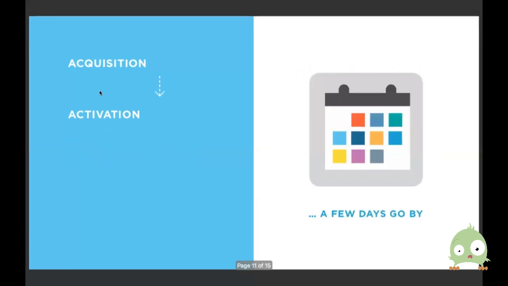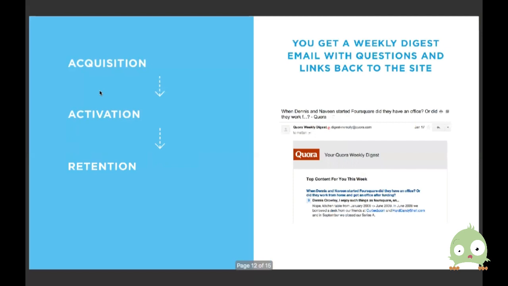Okay. Then let's say a few days go by. The third is the retention, and you get a weekly digest email with questions and a link back to the site. So Quora will send you a weekly digest. That means it will have some questions related to what you have actually seen or posted, and then it will link back to the site. That means inside the email, you will have links. If you click those questions, it will take you back to the Quora site. Okay, that is the part of retention. That means they are bringing you back to their site.